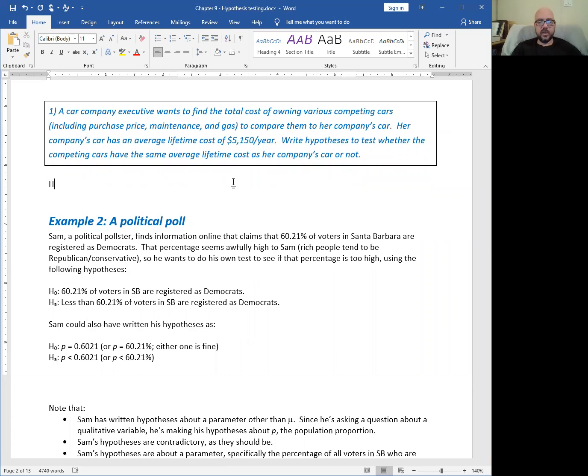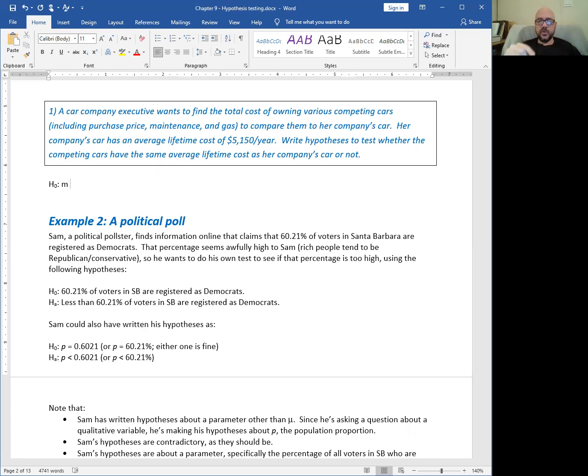So I'm going to start by writing the null hypothesis. Oh, and by the way, if you want to write subscripts and superscripts to make them look more professional, there's buttons in Word for that. In whatever program you're using, there will be some subscript or superscript button. I tend to use the keyboard shortcuts. So this is just control equals to get H0. Null hypothesis is that the mean cost of her company's car, and that'll be a mu in a second. I'll change it in just a second.